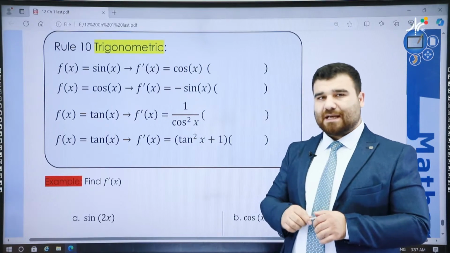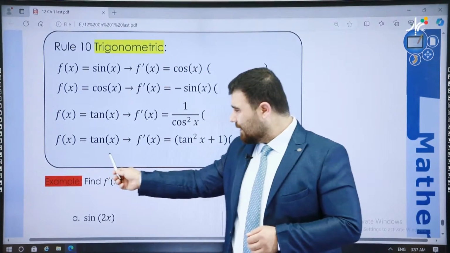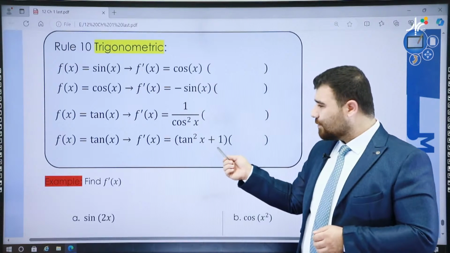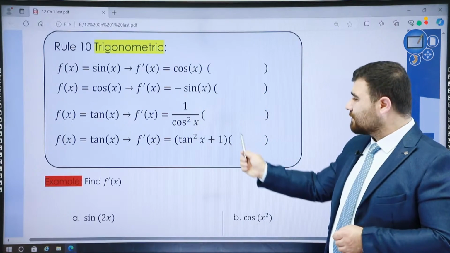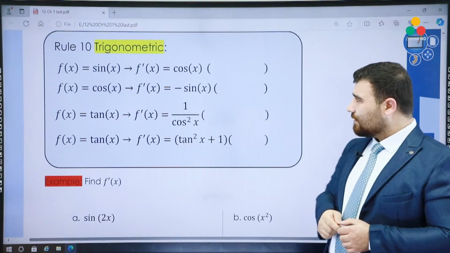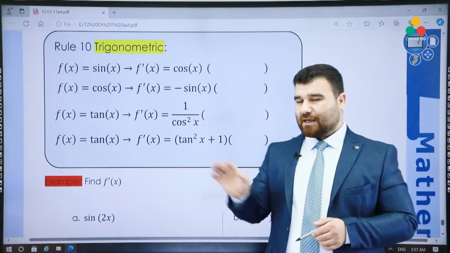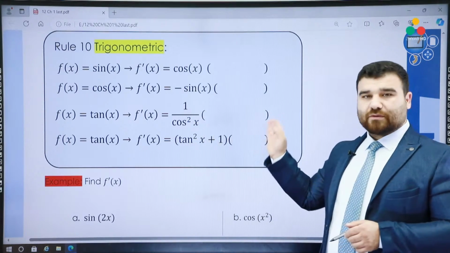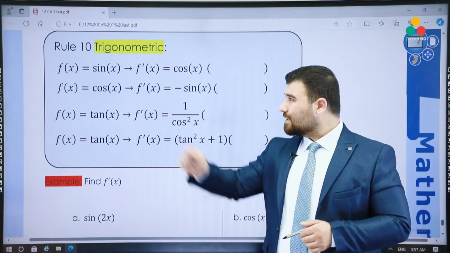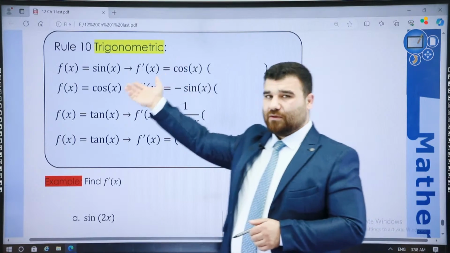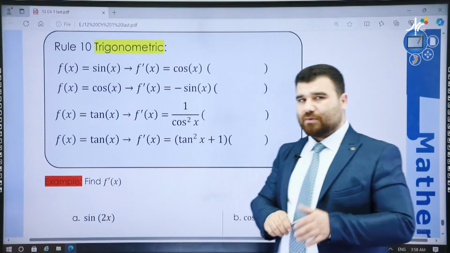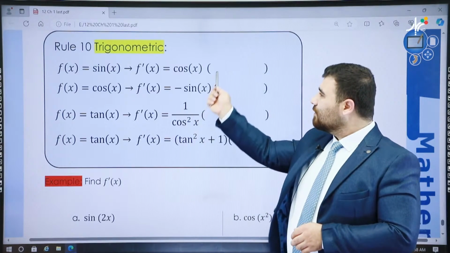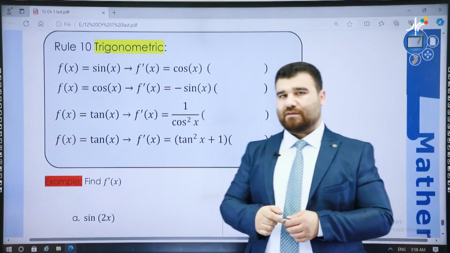Or tan x has another way: tan squared x plus 1. There are some blank brackets. Now you might wonder why these brackets are there. These brackets are there for the derivative of the inside. What's inside sine, cosine, or tan is the angle, so the derivative of the angle should also be considered, and we multiply it after we find the derivative.